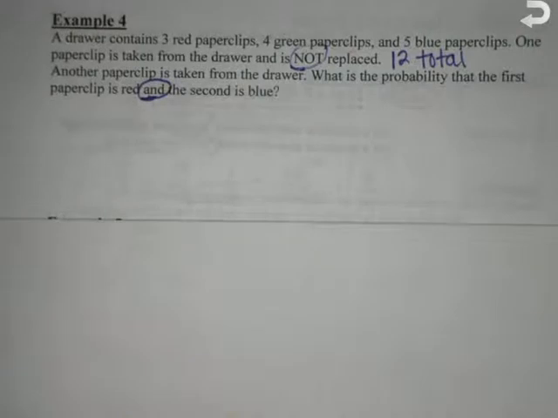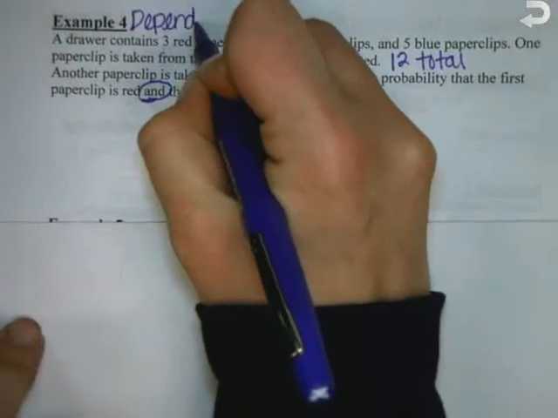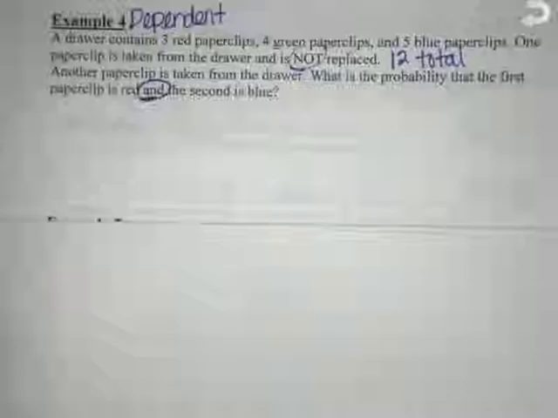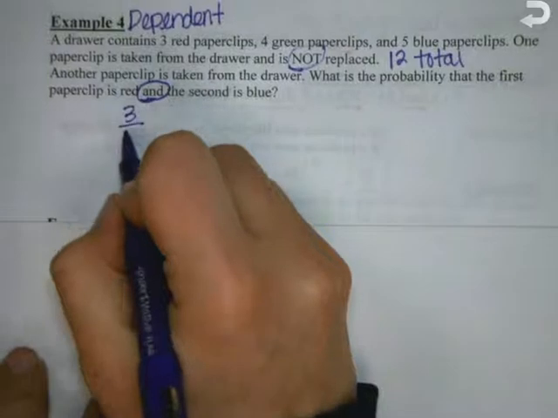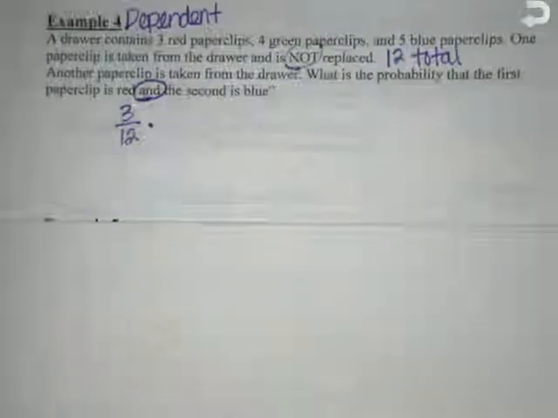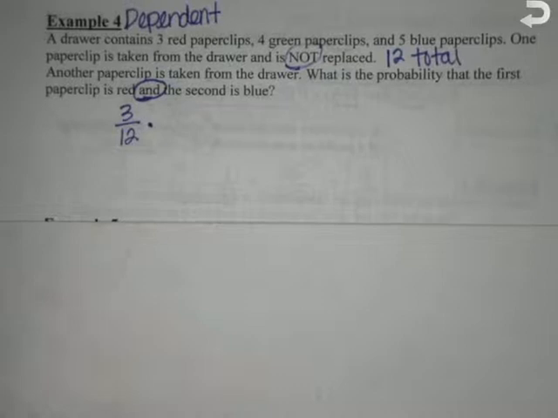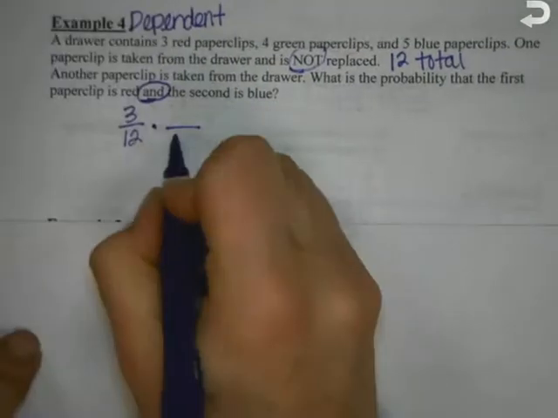Okay, so what's the probability that the first one we pull is red? 3 out of 12. We had all our paper clips to choose from. The word is and, so is that addition or multiplication? Multiplication. Okay, so I took one paper clip out and I didn't put it back. So how many total do I have to choose from now? 11. And what is the probability that that one's going to be blue? 5, because I didn't pull a blue one the first time, right?